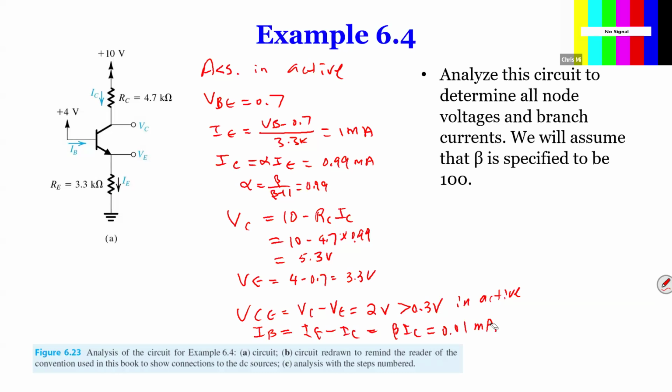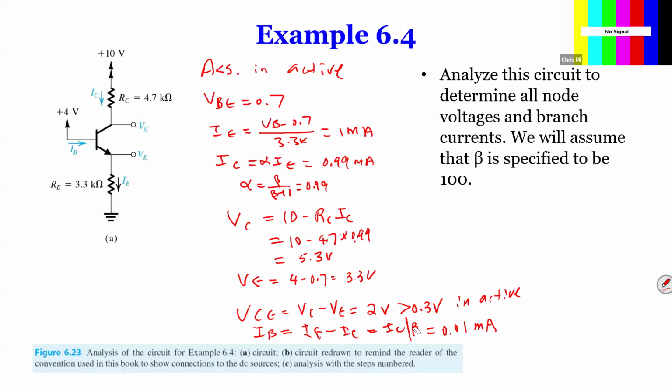Wait, I thought VCE was always 0.3. Yeah, so no, we see 0.3 when it's at the edge of saturation. It's 0.2 when it's in saturation. When it's active, we don't know. It can be anything. The beta times IC does not make sense because beta is 100. So how is it, 100 times 0.99?